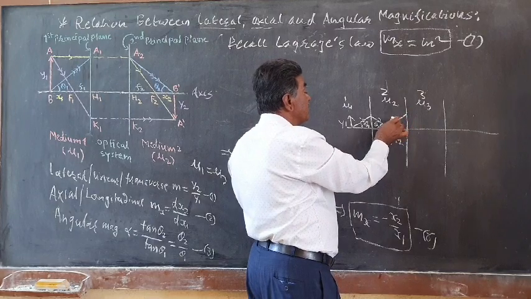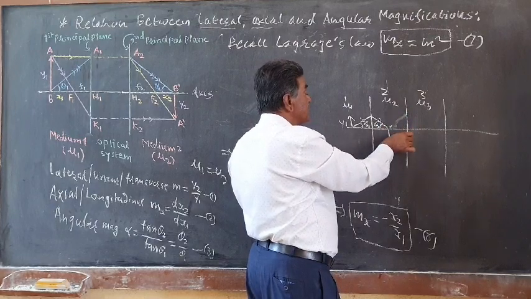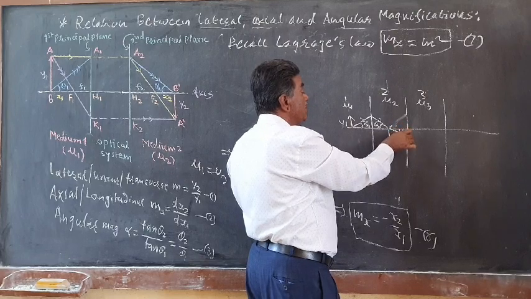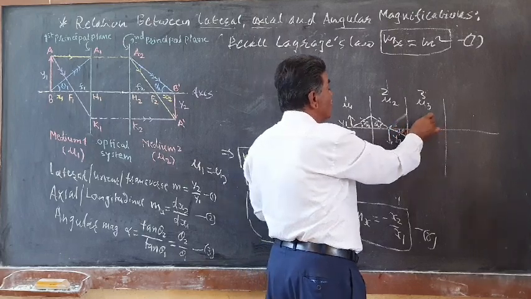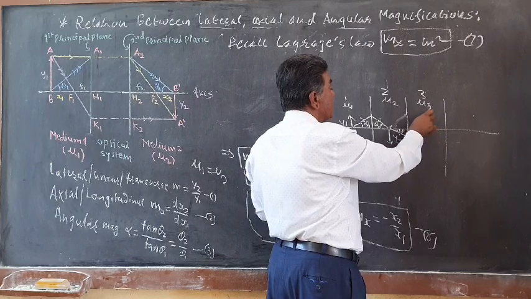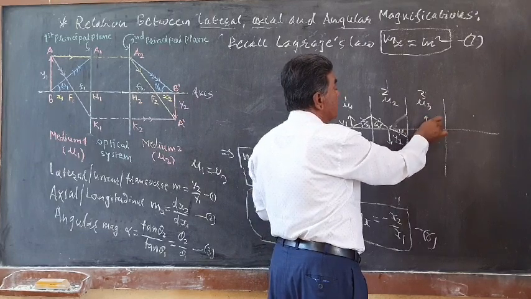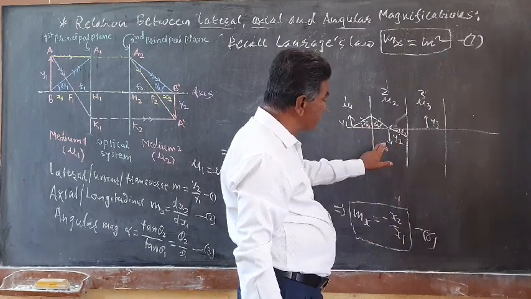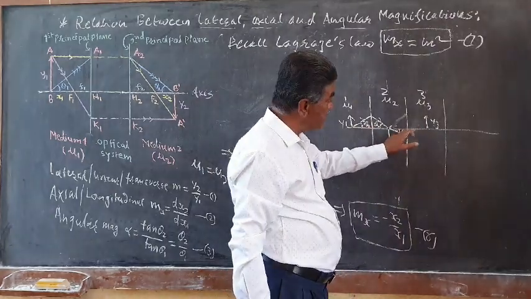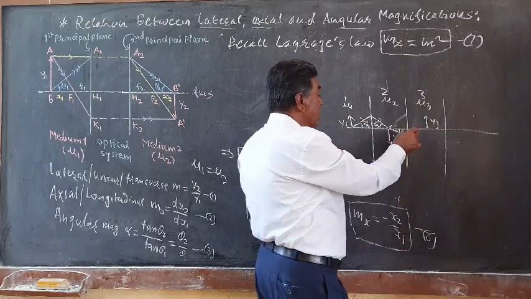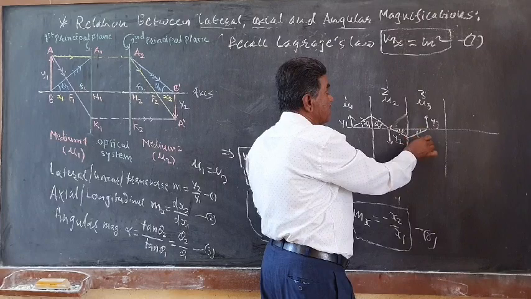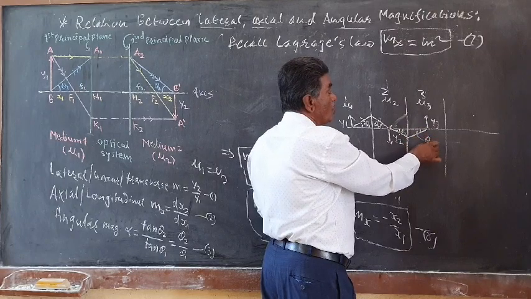Next, we can write this is the angle theta2 here for the ray, and somewhat we are getting the image here with height, suppose y3. Here y1, y2. Y2 is the image for the first system. This can act as an object for the next system. We are getting y3 here, and the image angle is theta3, and so on.